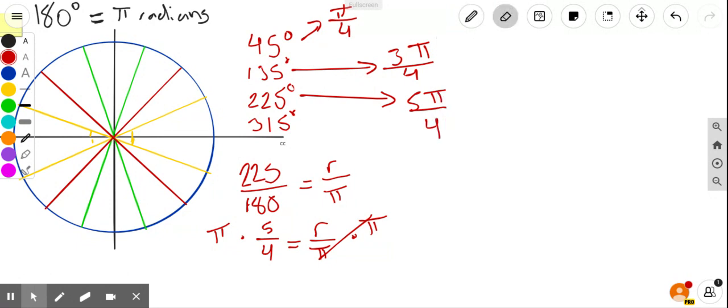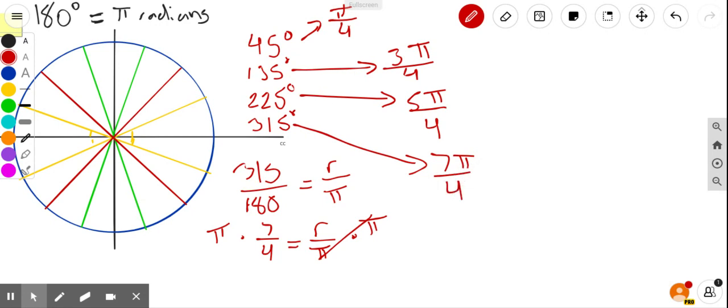And when I talk about 315, 315 is just 45 times 7. So this one comes out to 7 pi over 4.